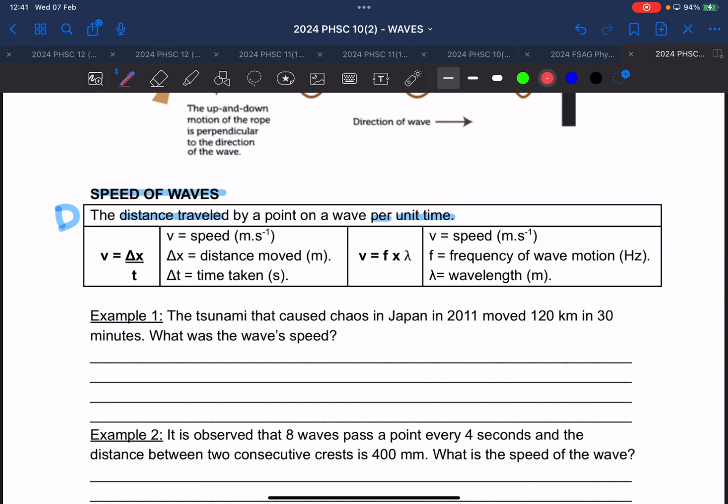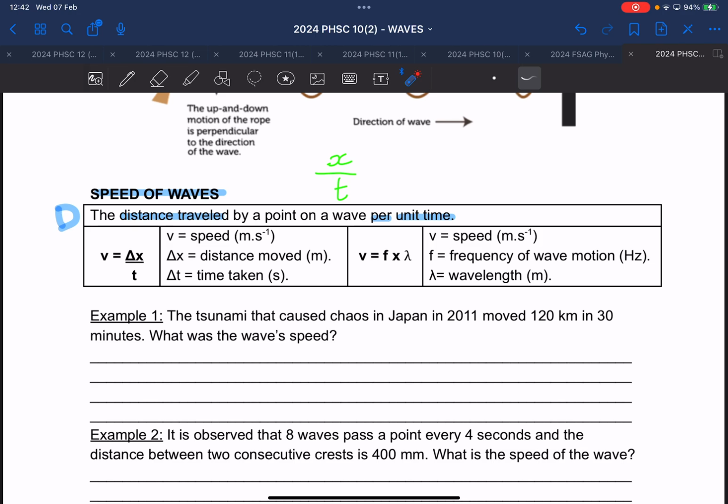The symbol for distance is x. x, distance, per, divided by time. Distance per time. Okay, that is the formula to calculate speed. The definition must help you with the formula, or the formula must help you with the definition. Right, so here you see there's that delta again. You can ignore that delta and that delta for the time being.